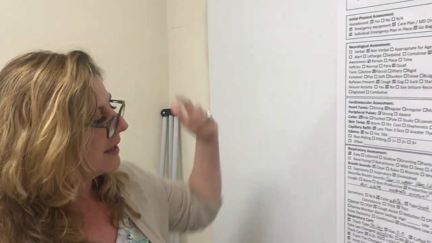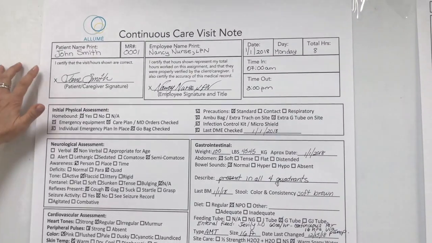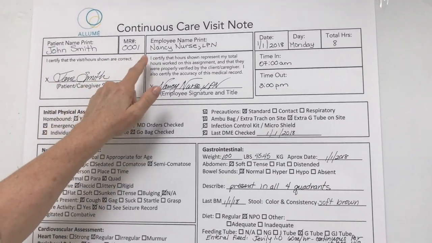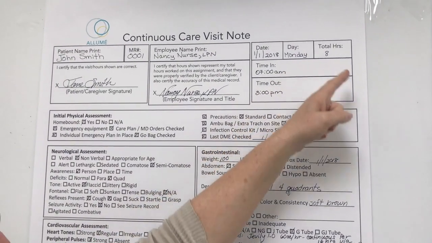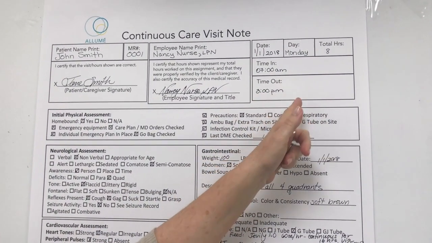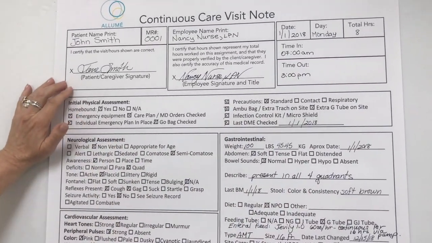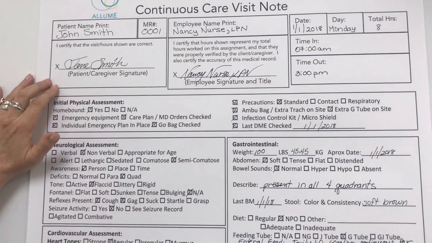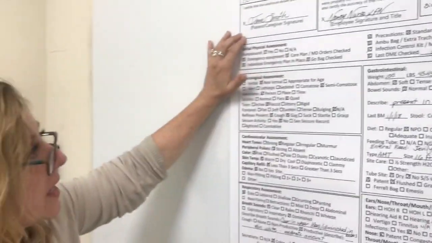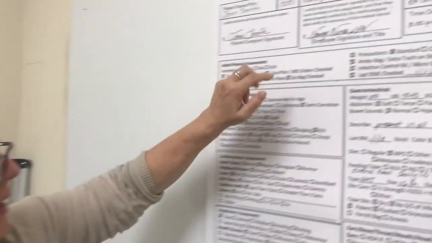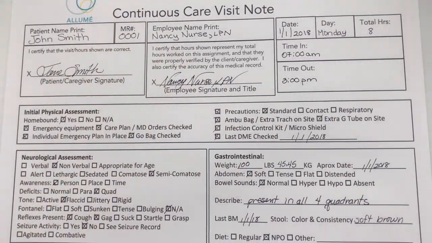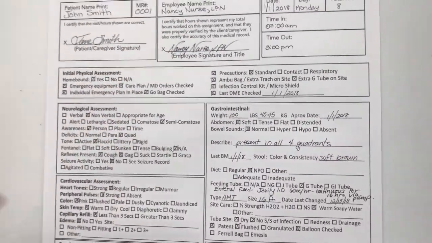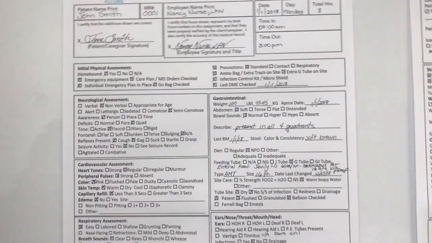So basically the concept is you're going to complete all of the fields, including the patient's name, medical record number, your name, the date, the day, the total number of hours you worked, time in, time out. The patient or the caregiver, someone other than an Illume employee, needs to sign to certify that you were there, and then your signature and title. This certifies everything in the document, all the pages, is accurate, including the times in, times out.